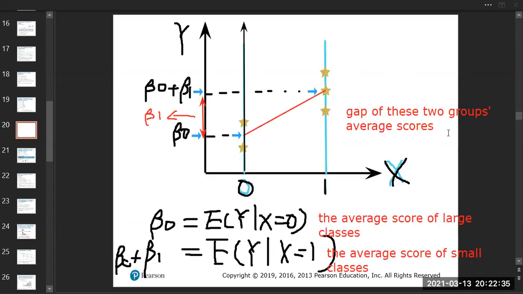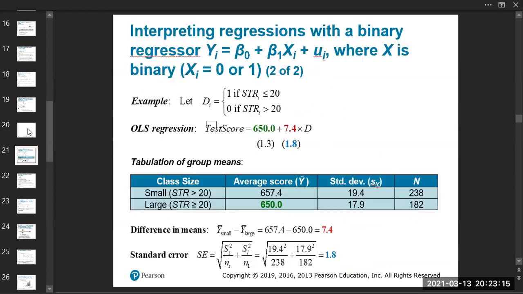All right, so I would say that this graph is very important, and we'll go through this graph next week as well, when we go through the exercise. Okay, but I recommend you to take notes of it, that beta 0 is the average for the group when x equals 0. Beta 0 plus beta 1 is the average for the group that x equals 1. And the beta 1 is the gap between these two groups. Okay. All right. Next.